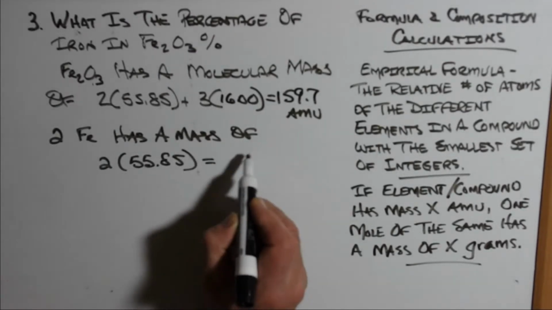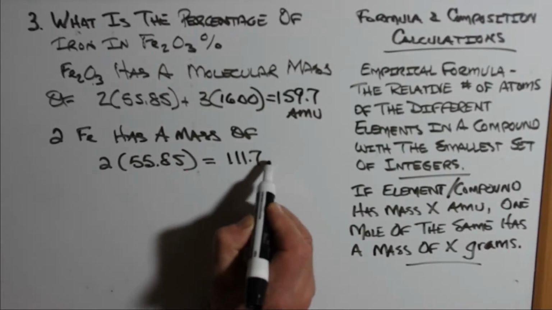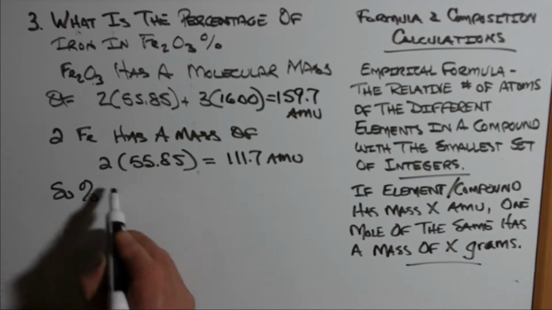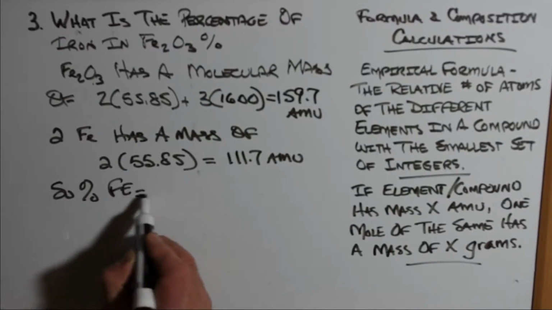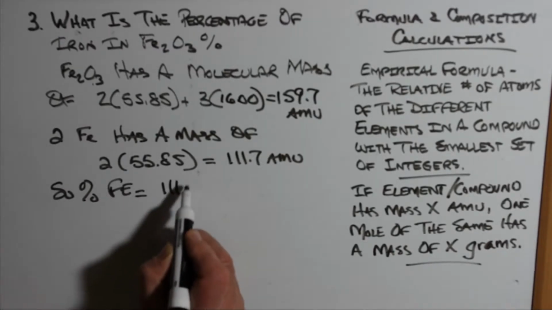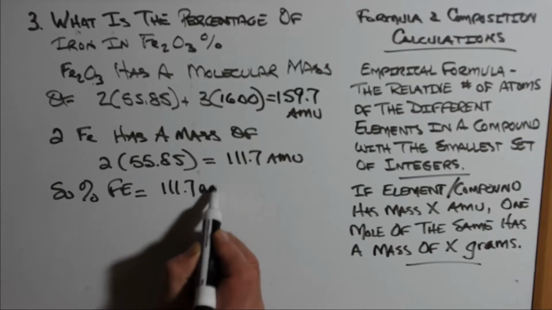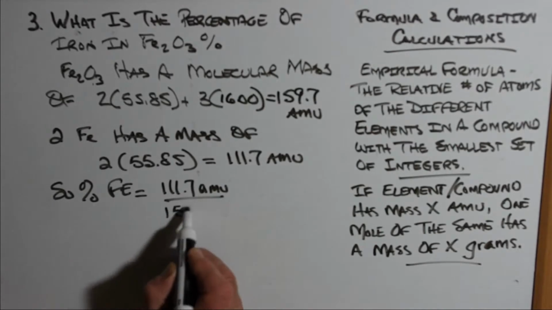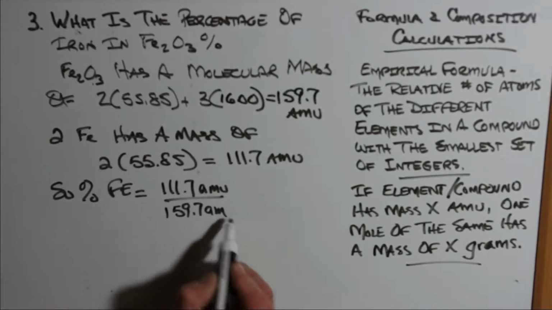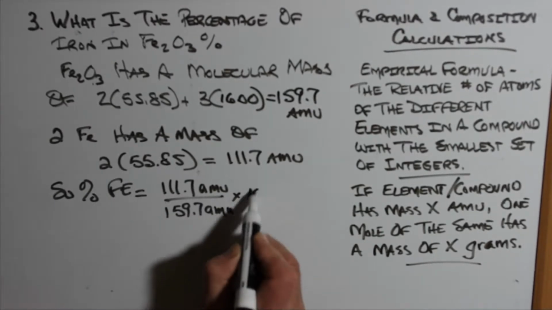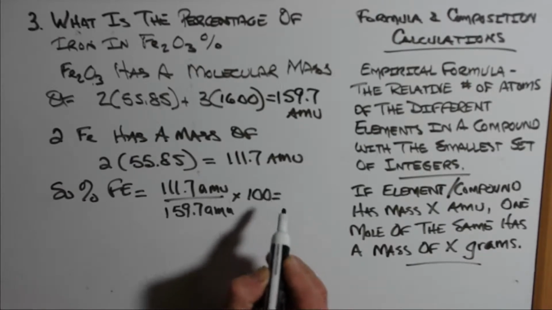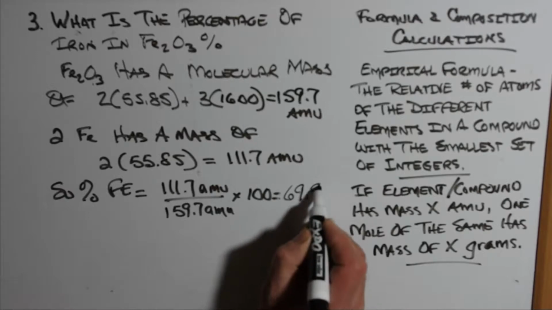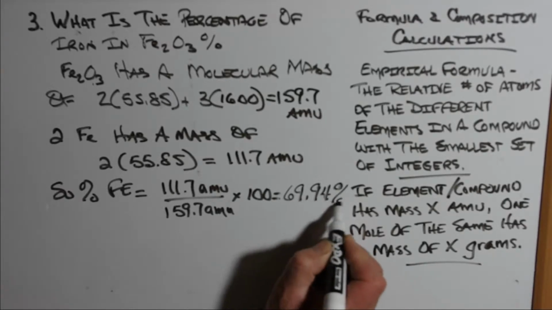The amount of iron in the compound is 2 times the atomic mass of iron, 2 times 55.85, which is 111.7 AMU. This allows us to say that the percent of iron in the compound is 111.7 AMU divided by 159.7 AMU. And we multiply that by 100 to get it into a percentage and come up with a final value of 69.94%.